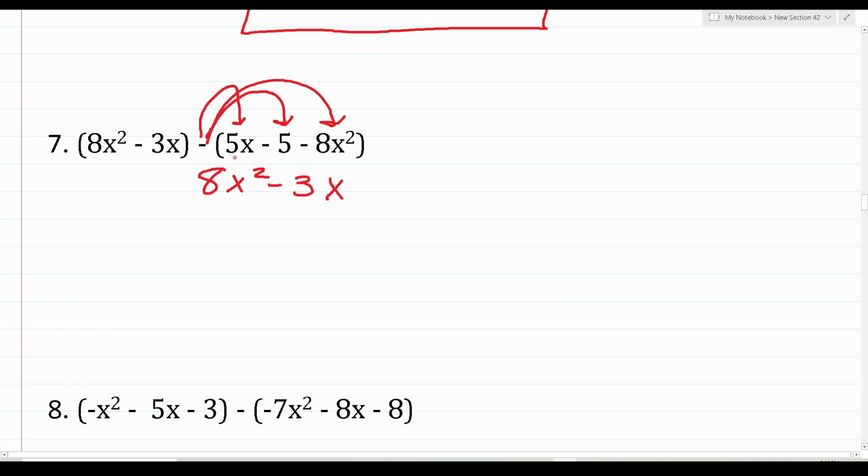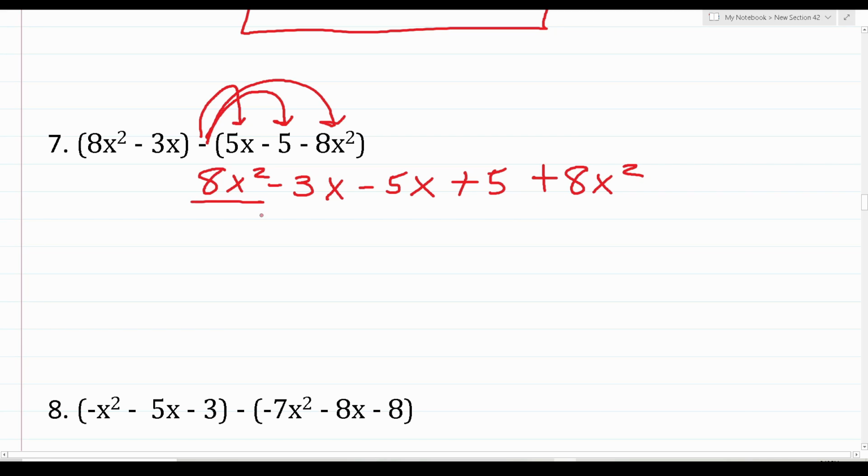Negative times positive is going to be negative, so negative times positive 5x is going to be negative 5x. Negative times a negative is going to be a positive, so negative times negative 5 is just going to be positive 5. And then finally, a negative times a negative is going to be positive, so negative times negative 8x squared is going to be plus 8x squared. Let's start combining like terms now.